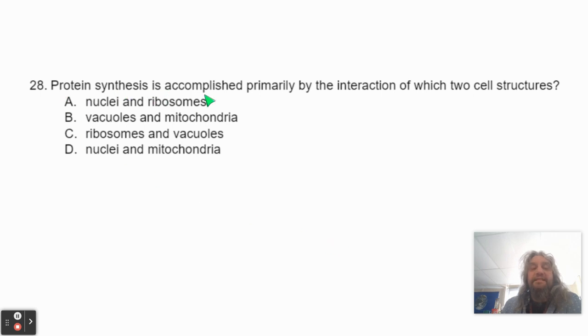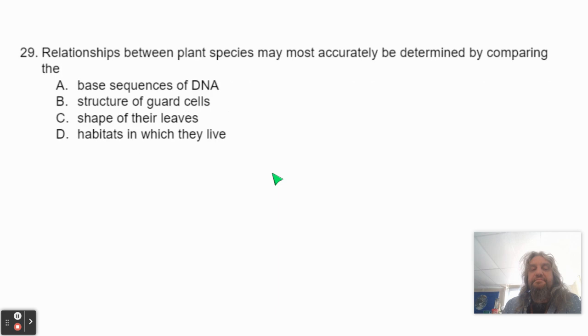28. Protein synthesis is accomplished primarily by the interaction of which two cell structures? A, the nuclei and ribosomes. B, vacuoles and mitochondria. C, ribosomes and vacuoles. Or D, nuclei and mitochondria. 29. Relationships between plant species may be most accurately determined by comparing the A, base sequences of DNA, B, structure of their guard cells, C, shape of their leaves, or D, habitats in which they live.